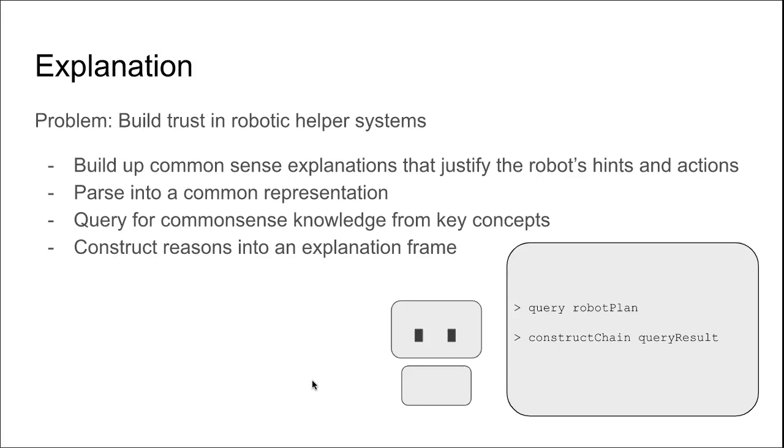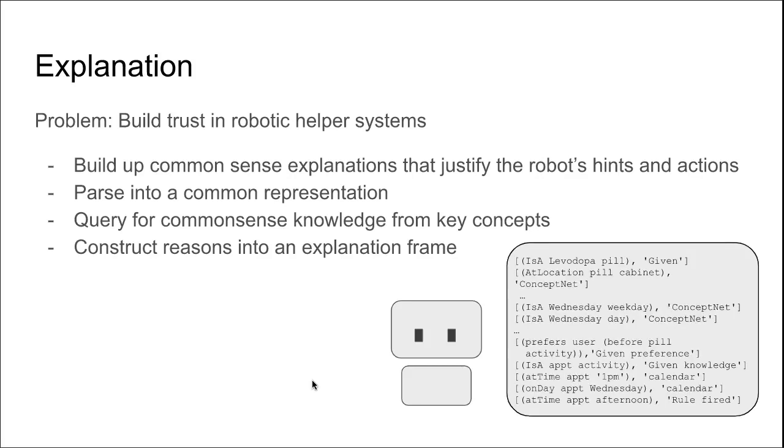The explanation process begins by querying our common sense knowledge base, ConceptNet, and we use the key terms from the plan that was generated by our adaptive assistance component. Once we've queried for these key terms, we have some facts. And we need to start finding connections between these facts. We're finding connections through some common terms. So we're going to construct a chain of reasoning. We have all these different facts, and we start finding these connections between them.